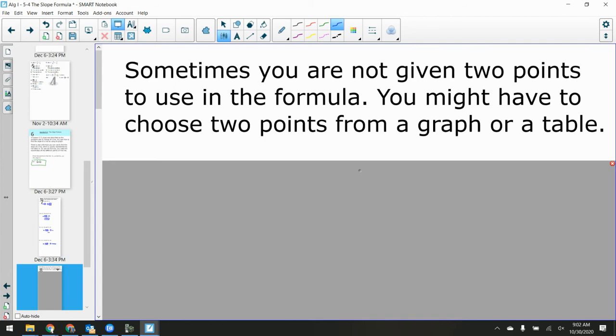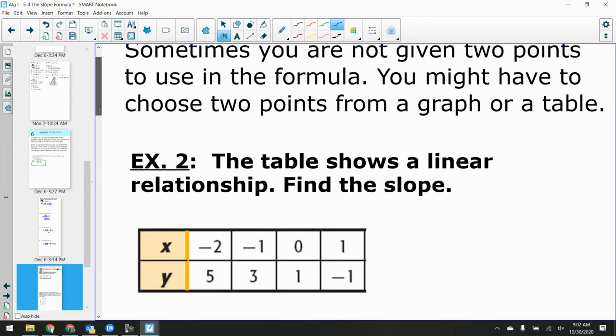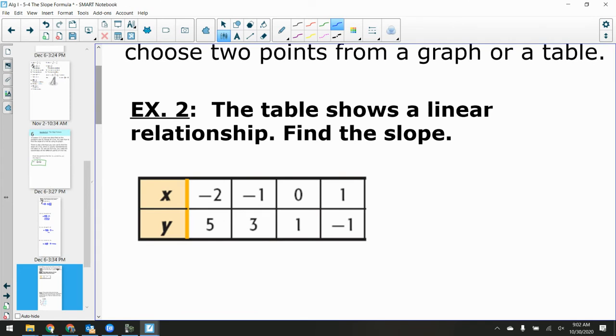Sometimes we're not given 2 coordinates. Sometimes we might have a table or a graph. Like, for example, this one. This is very similar to the ones that we started doing in chapter 5. The table shows a linear relationship. Find the slope. Okay, if we've got a table, what's the amount of change in my x values? What's the amount of change in my y values? What's my slope? Be careful.